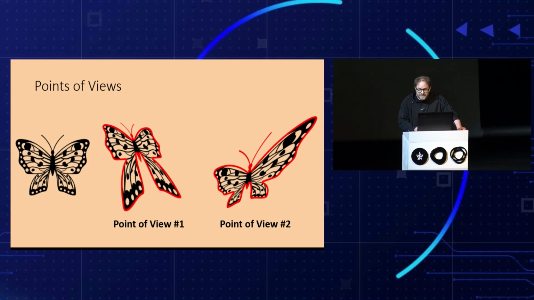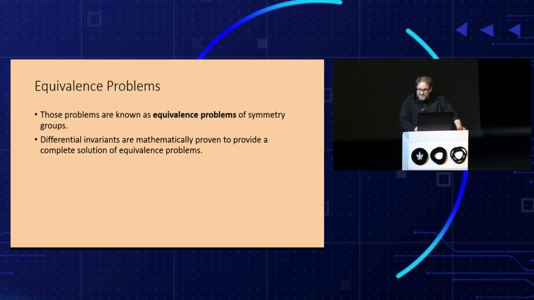Or take it from a different direction. Let's say I give you two boundary curves of a butterfly, which is laying on some wall, and you took an image of this butterfly from 2 points of view, and those are the two boundaries that we see here in red. If I give you these two, would you know if those two boundaries are a butterfly or even the same butterfly? How would you devise a method to solve those problems, which are known as equivalence problems of symmetry groups? And differential invariants are mathematically proven to provide a complete solution to those equivalence problems.